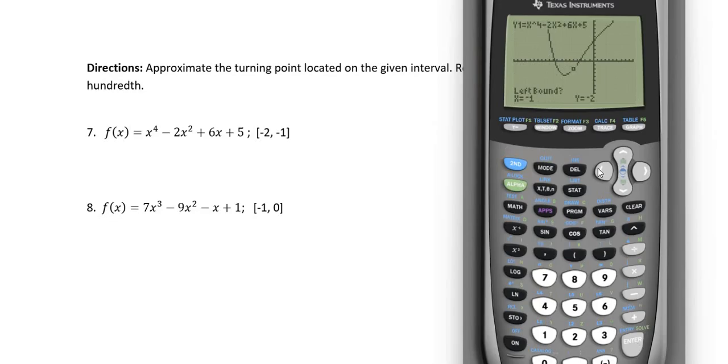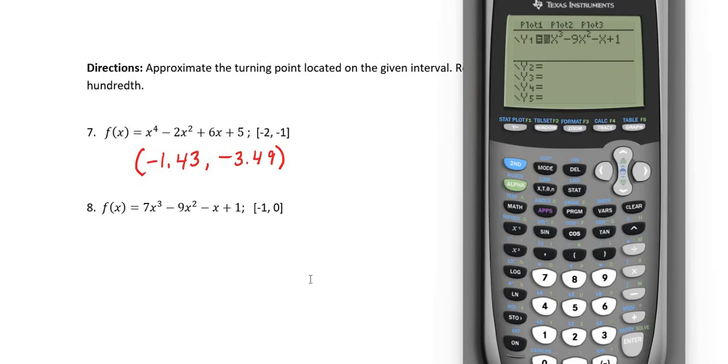It will take me back to my graph, and notice my cursor needs to be moved. I want to move that to the left of the minimum value. Press enter. Then use my arrow key to go to the right of my minimum value. Press enter. Then press enter one more time, and I will have my minimum value at the bottom of my screen. This is the x coordinate, and this is the y coordinate. So there is your answer for problem 7.